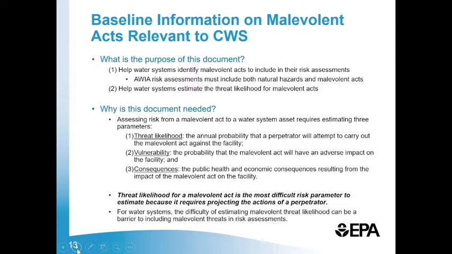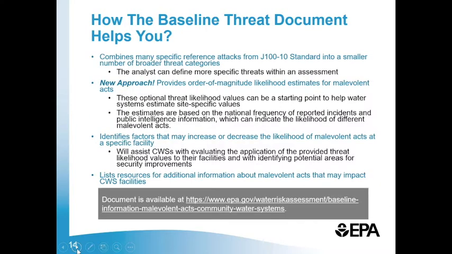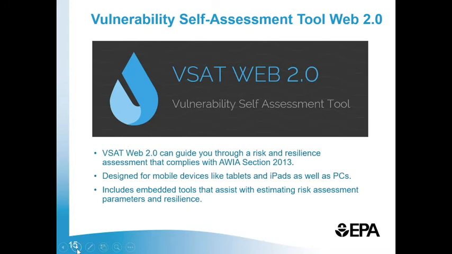So the baseline threat document will help you to look at broader categories of malevolent acts and help you to define what we mean by malevolent acts as well. And you'll receive that threat likelihood value as a starting point. We also have some threat-specific questions that we ask you to identify whether you're at an increased or reduced risk for specific threat categories as well. And we also provide you with some additional information and resources that'll help you to address your specific risk to the different malevolent acts that you might need to plan for. That document is available on our website, and we'll provide you the links to those.